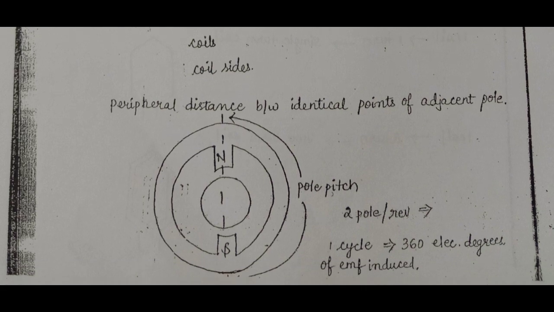Peripheral distance between identical points of adjacent poles is called pole pitch. You can see here from north pole to south pole, these are two consequent poles. It is a distance measured between two consequent poles, north to south, called pole pitch.